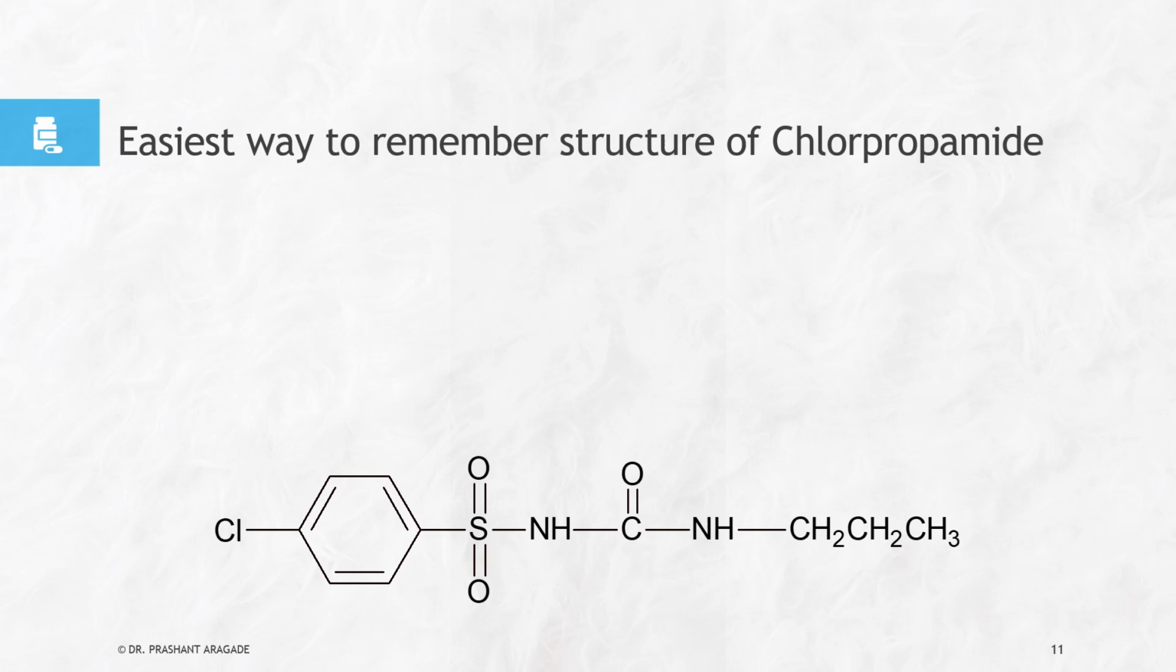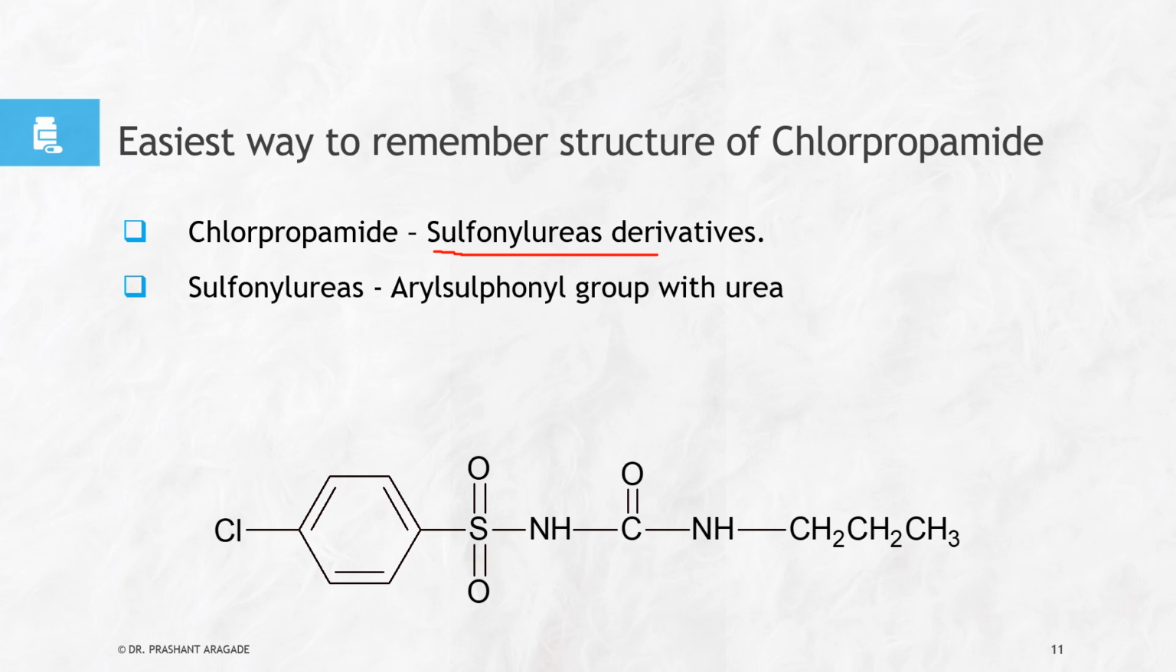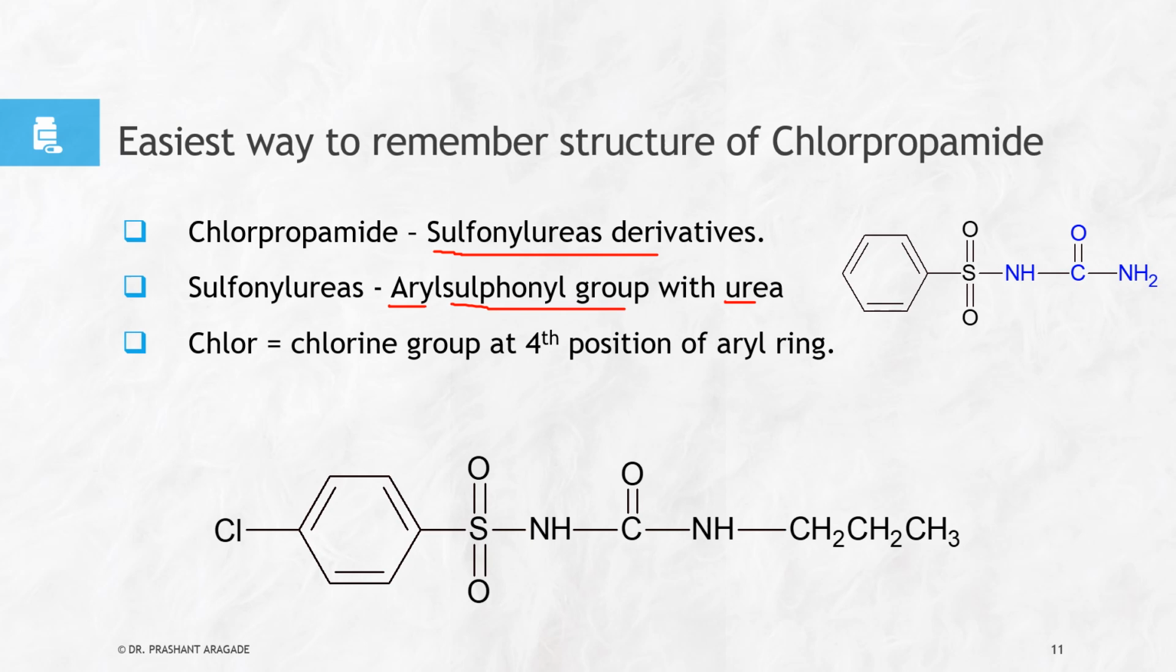So in this video, we have seen how to remember the chemical structure of chlorpropamide. First, you must know its chemical class. That is, chlorpropamide is a sulfonylurea derivative. Then, how to remember the structure of sulfonylurea? Sulfonylurea contains an aryl sulfonyl group with urea, like this. Then, the name of the drug itself gives some hint about the functional groups which are present within the structure.